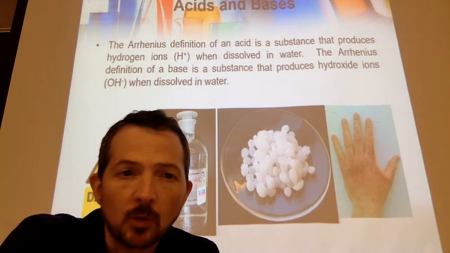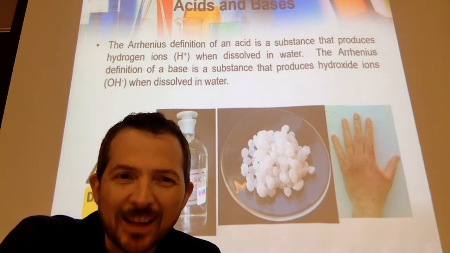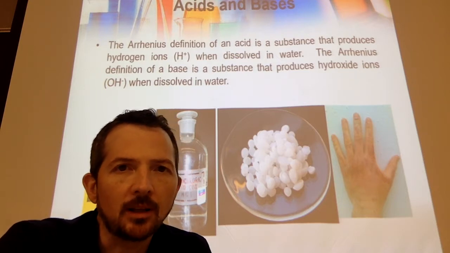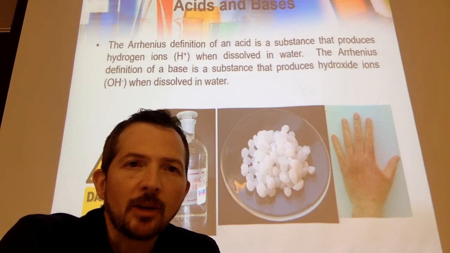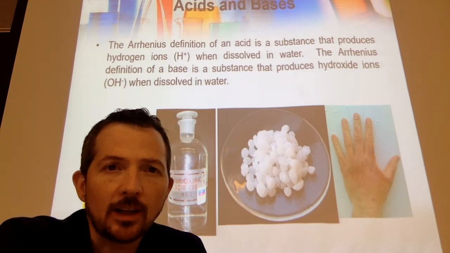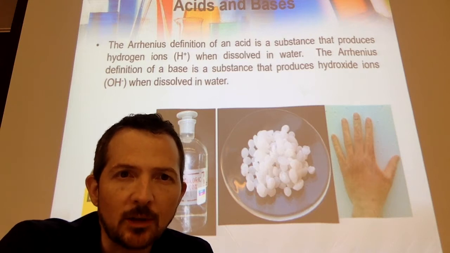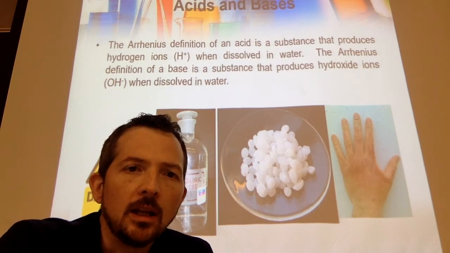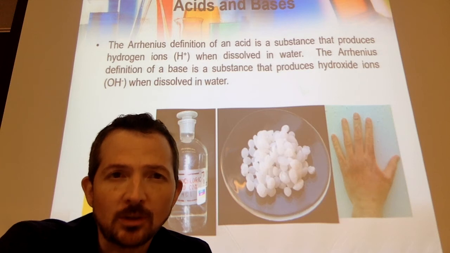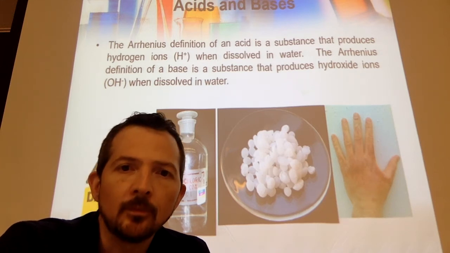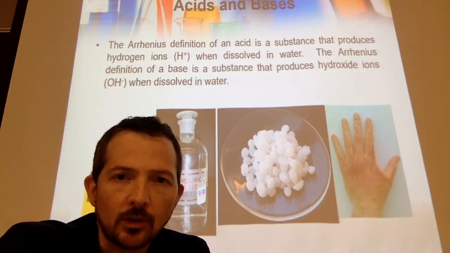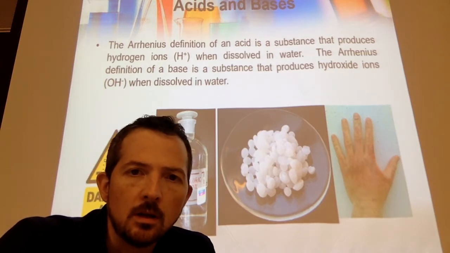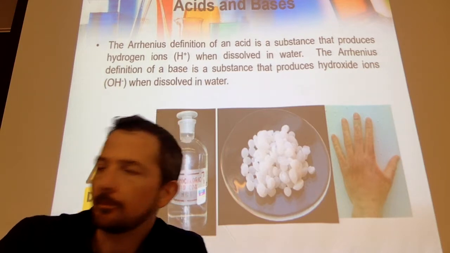So the first topic I'm going to continue on covering in Chapter 4 is acids and bases. We talked about acids and bases a little bit when I did the introduction, and we talked about what's known as the Arrhenius definition. The Arrhenius definition of an acid is something that produces hydrogen ions when dissolved in water. And the Arrhenius definition of a base is a substance that produces hydroxide ions when dissolved in water. So you've probably always heard about acids and bases and what they're used for. And now we're going to look at the chemical definition of acids and bases.